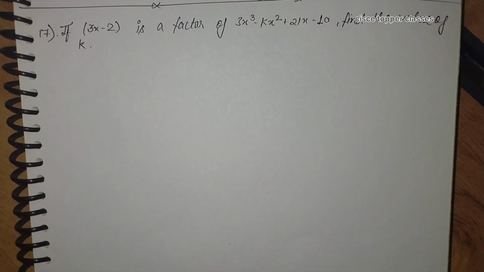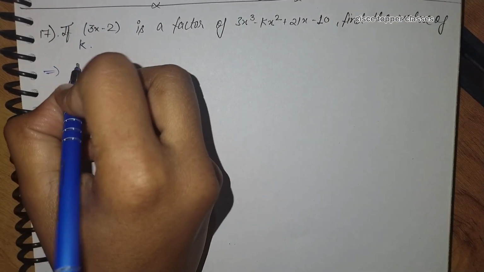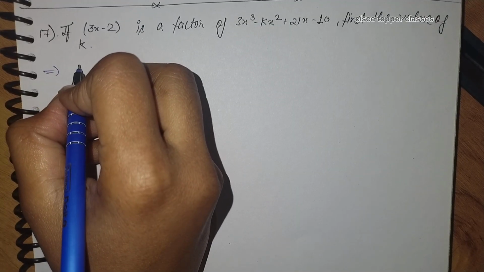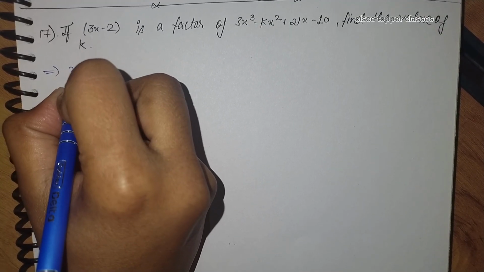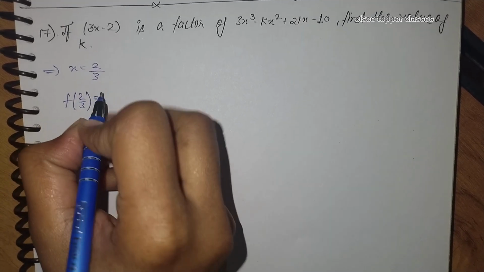Now let us solve question number 17. If 3x minus 2 is a factor of this, we have to find the value of k. So if it is a factor, then to find the value of k, firstly we write x is equal to 2 by 3, and if we put f(2 by 3) here, that should be equal to 0.